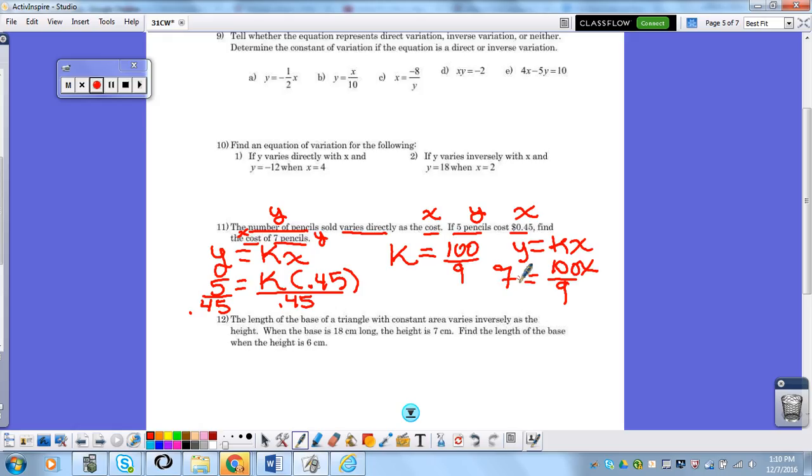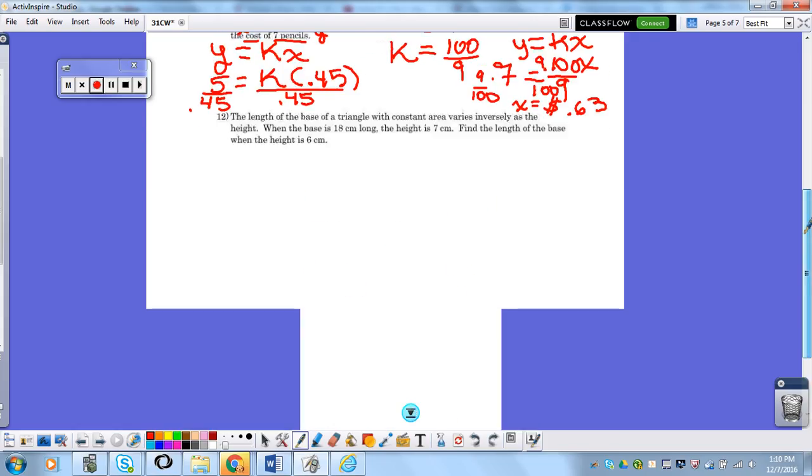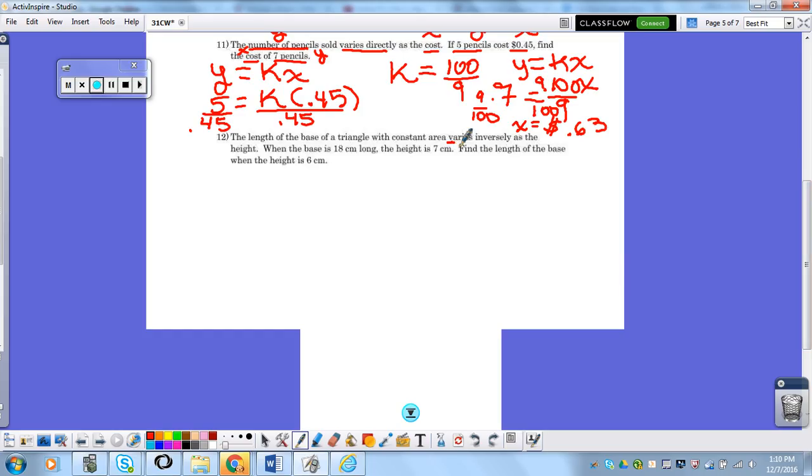Now I need to isolate the x, so I'm going to multiply by the reciprocal since it's the fraction. So x is equal to, if we round, 0.63. So 7 pencils cost 63 cents. Number 12. If the length of the base of a rectangle with constant area varies inversely as the height. When the base is 18, the height is 7. Find the length of the base when the height is 6.